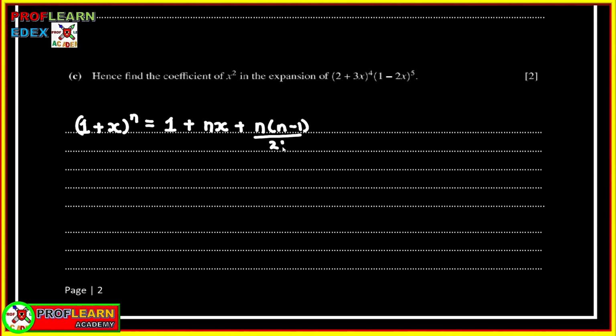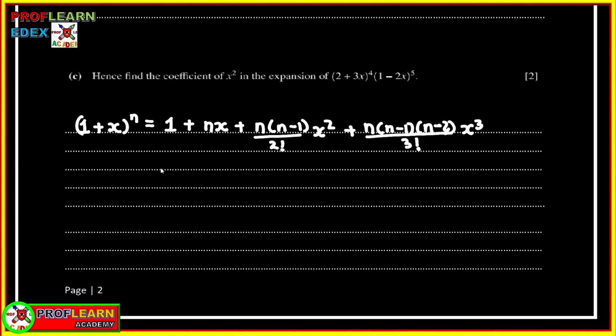See here. If you have 1 plus x raised to power n, to expand this, we say it is 1 plus, the first term being 1, then the second term will be n, where n is the power, times the x part. The third term is n into n minus 1 over 2 factorial times x squared. The next term will be n into n minus 1 into n minus 2 over 3 factorial times x raised to power 3. This is how you use this formula.